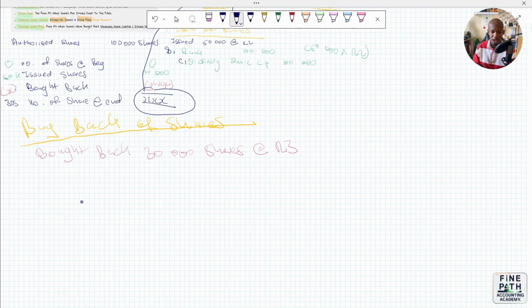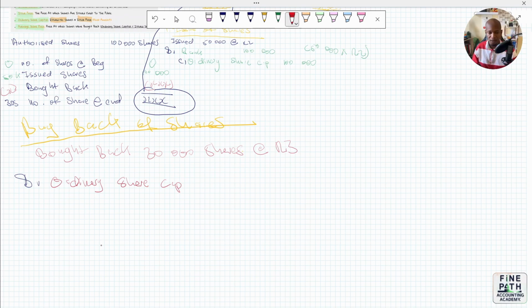So I want us to look at our journals. The first thing that we need to do is to have our debit there now. We've bought back shares at 3 rands. So our ordinary share capital is going to decrease, and it decreases on the debit side. So here we will have our ordinary share capital, and then we would write a certain amount there. We will come back to that.